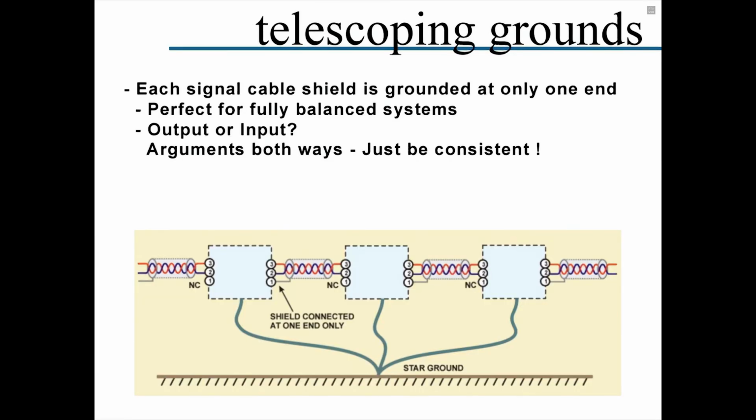Telescoping grounds are balanced lines with shields connected at one end only. Be consistent in which end you connect, and the signal path will be ground loop free. This is a common practice in recording studios and broadcast facilities.